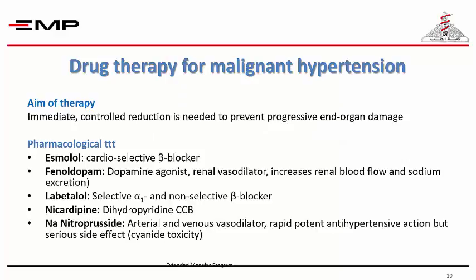The aim of drug therapy for malignant hypertension is immediate controlled reduction of blood pressure to prevent progressive end organ damage. Pharmacological treatment is needed with either esmolol, fenoldopam, labetalol, nicardipine, or sodium nitroprusside.